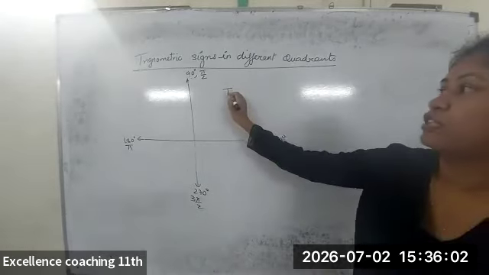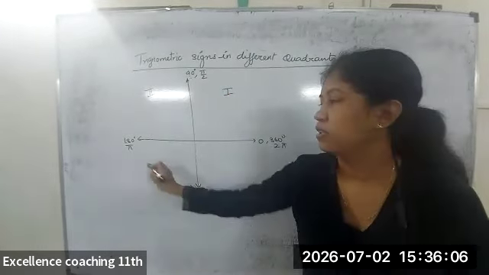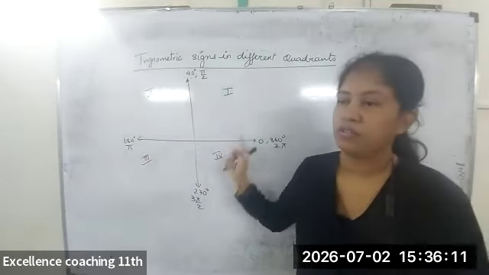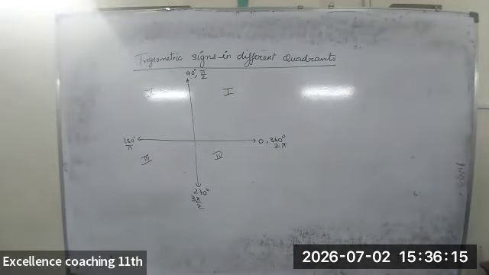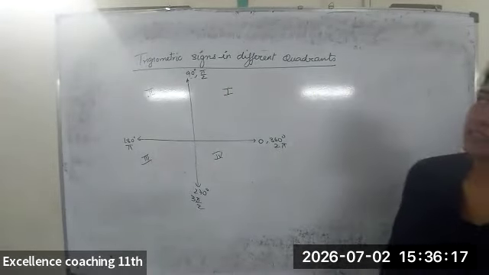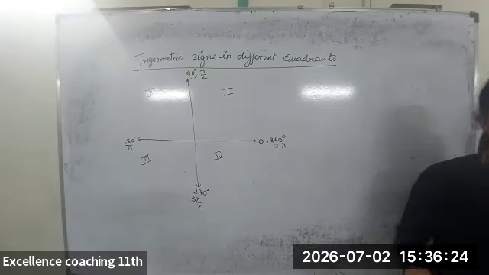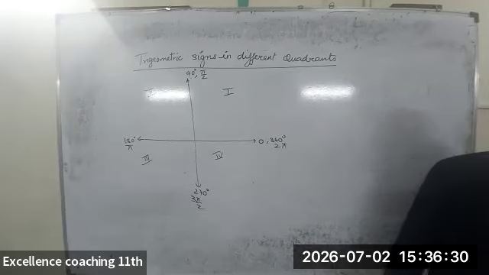So this you know is the first quadrant, second quadrant, third quadrant, fourth quadrant. Okay. Now, which all trigonometric functions do we know? 6 trigonometric functions: sine, cos, tan, sec, cosec, cot. All the 6 trigonometric functions are positive or negative based on certain quadrants.